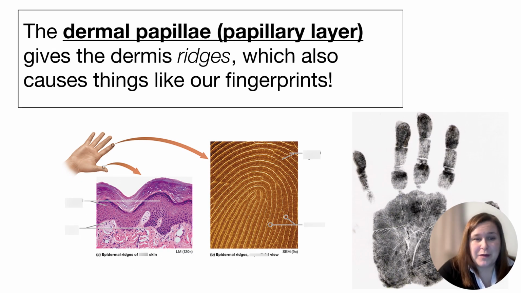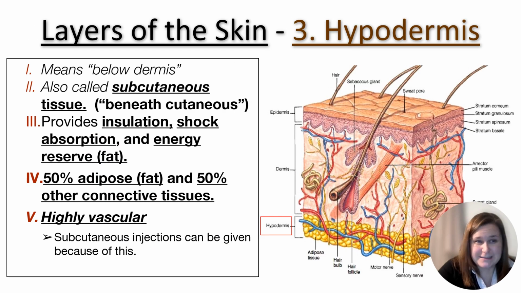So let's talk a little bit more about fingerprints. These are made by those dermal papillae, and these again are in the papillary layer. This is going to give the dermis ridges, which is why fingerprints look the way that they do, and why if you slough off just the top layer of skin, you don't lose your fingerprints.